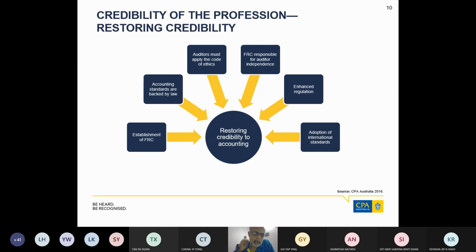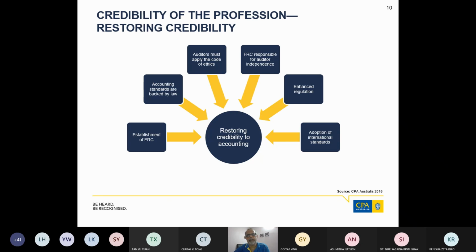Okay, so establishment of the Financial Reporting Council, and accounting standards are backed by law. This one is in Australia, but in Malaysia, we still haven't come to that stage yet. Please keep in mind, we haven't come to the stage where accounting standards are backed by law. They are not backed by law. In this country, belum lagi, not yet. Okay. Auditors must apply the code of ethics. And the FRC, which stands for Financial Reporting Council, is responsible for auditor independence.